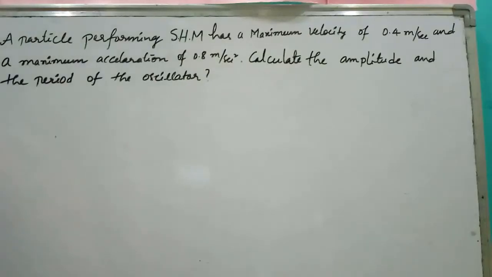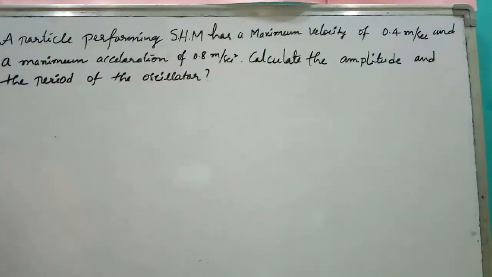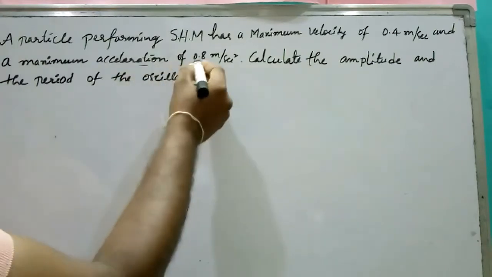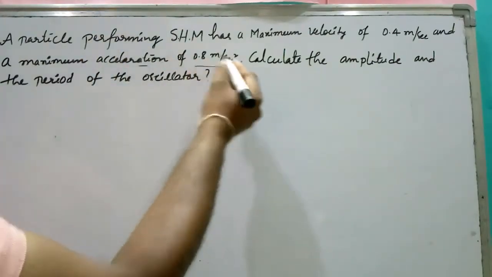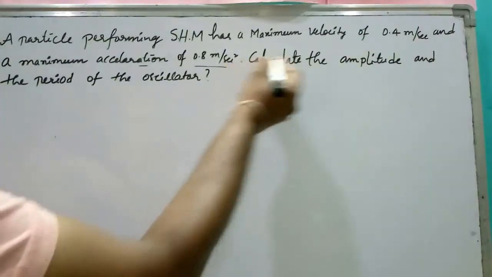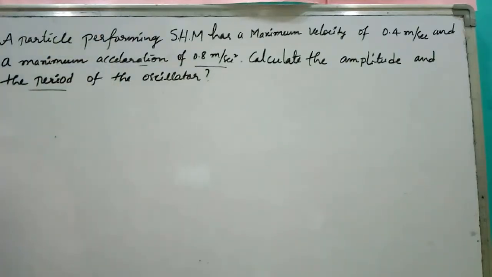Hi viewers, now we discuss the previously asked question in MSc based on simple harmonic motion. A particle performing simple harmonic motion has a maximum velocity of 0.4 meter per second and a maximum acceleration of 0.8 meter per second square. Calculate the amplitude and time period of the oscillator.